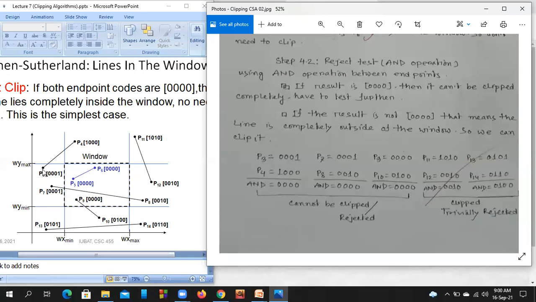Now you may say this is also outside, but it does not actually come after your AND operation, so we have to keep it for further checking to see what it should be. If the value that comes from your AND operation is not 0000, then that line will be clipped. So these two lines have been clipped. Now the three lines we need to go for a further test.